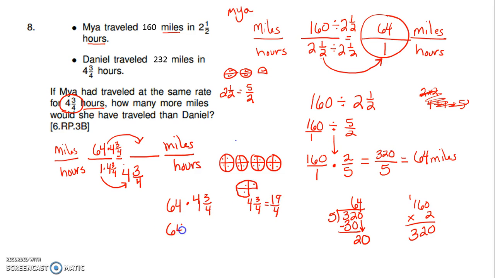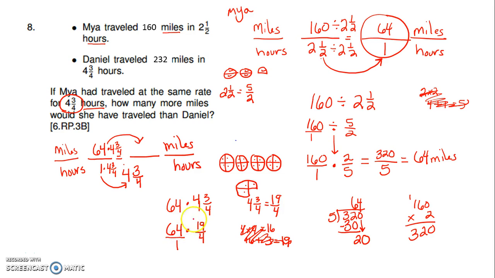So then I do 64 times 19/4. And again, if you want the quick way to do the 4 3/4, you do 4 times 4 is 16. Then you do 16 plus 3 is 19. That's another quick way to come up with that 4 3/4 is the same as 19/4. Oh gosh, we have to multiply these. 64 is the same as 64 over 1.